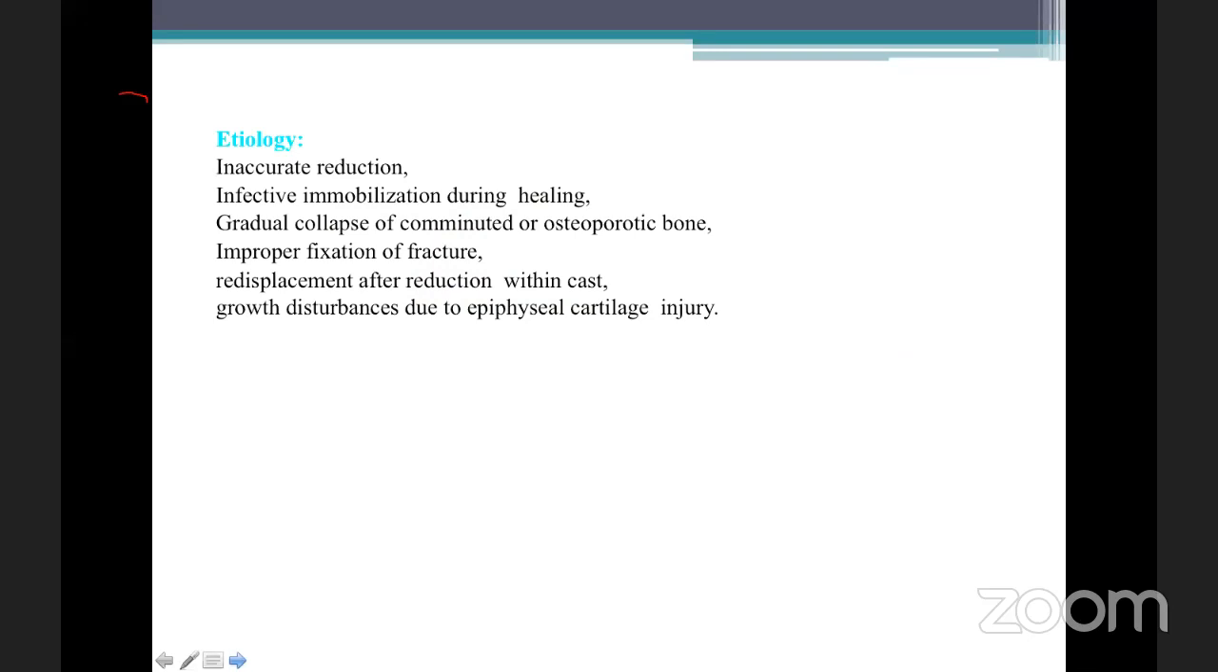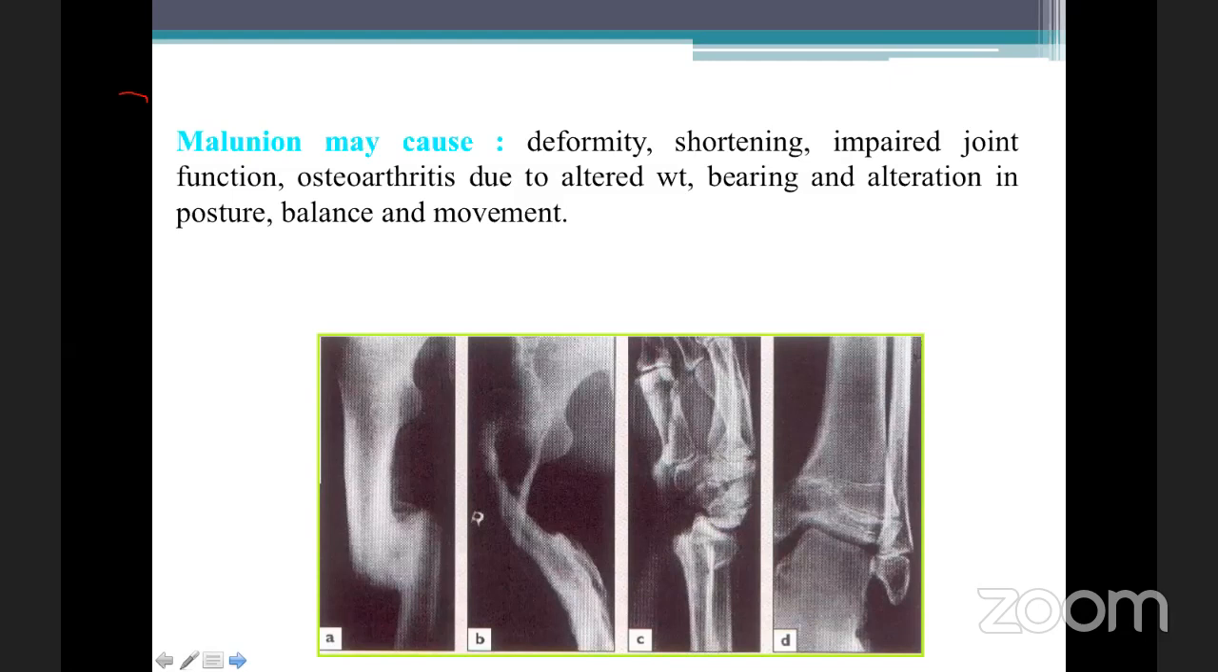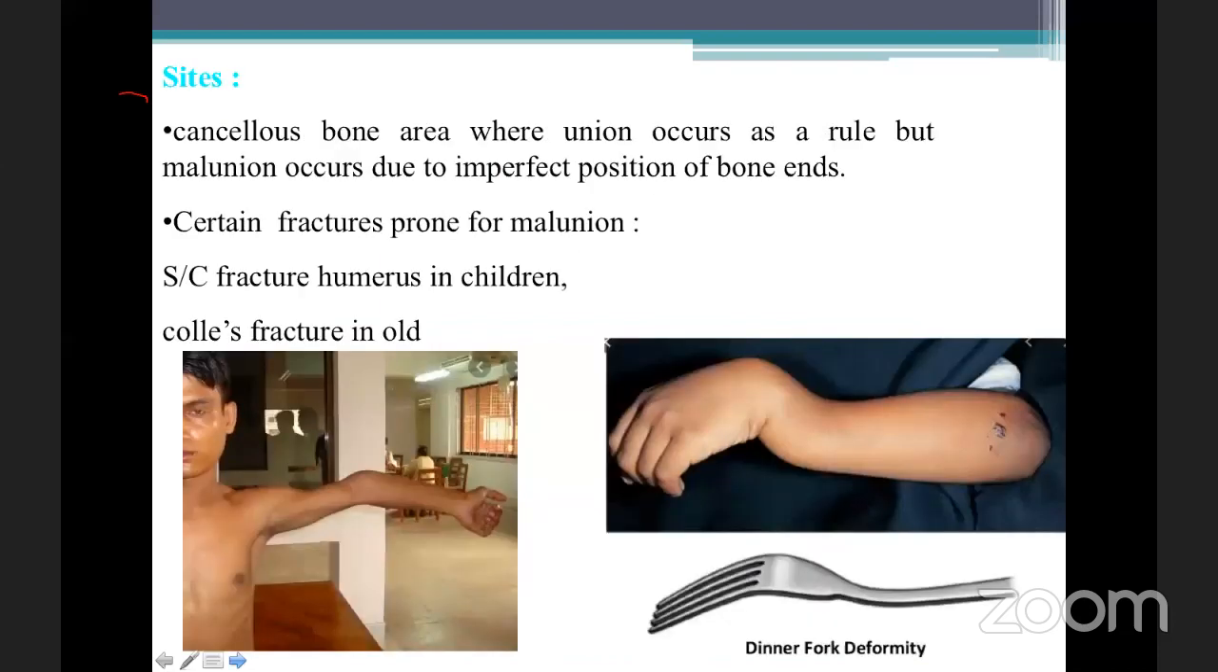So etiology is inaccurate reduction, ineffective immobilization during healing, gradual collapse of comminuted fracture within the plaster, improper fixation of fracture, redisplacement after reduction within cast, and growth disturbances due to epiphyseal cartilage injury. So malunion may cause deformity, shortening, impaired joint function, osteoarthritis, and alteration in posture, balance, and movement.